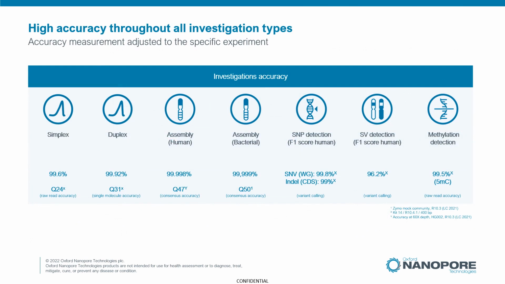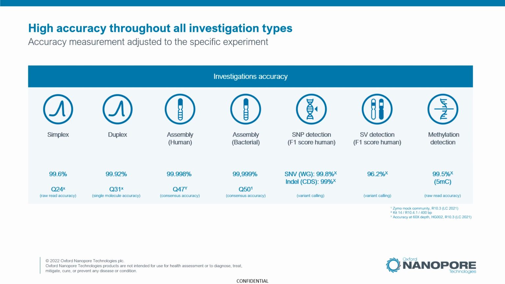Here are some of our headline accuracy numbers for different research areas. You can achieve high accuracy throughout all investigation types. For instance, we're achieving over 99.9% SNV F1 scores. Our human genome assembly is reaching close to Q50.